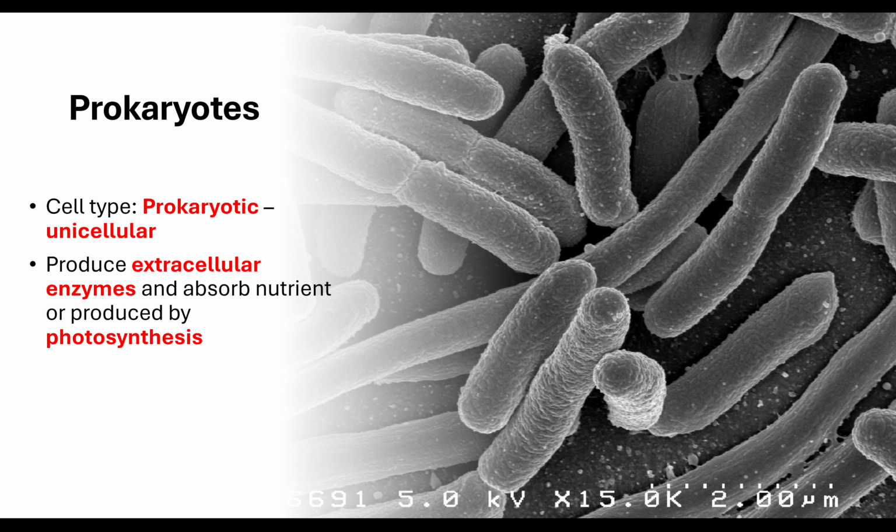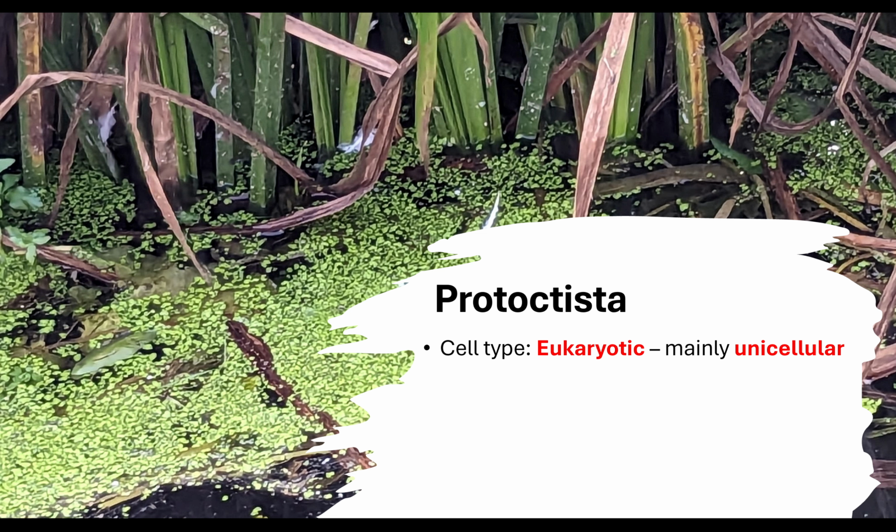Now let's move on to the protoctistas then. So protoctistas, these are one of the eukaryotic organisms. So these are eukaryotic, which means that they have got their nucleus, they have their membrane-bound organelles, their DNA is associated with histone proteins. So this is linking back to module 2 and that cell structure, the distinguishing features between whether it's prokaryotic or eukaryotic. Now, protoctistas are mainly unicellular.